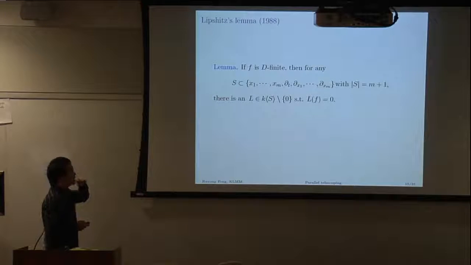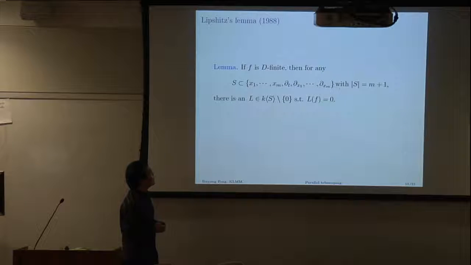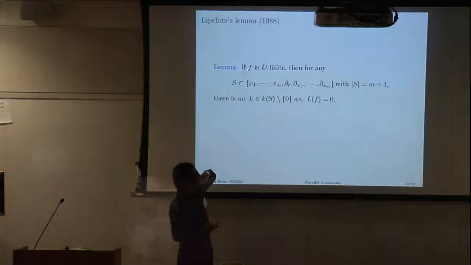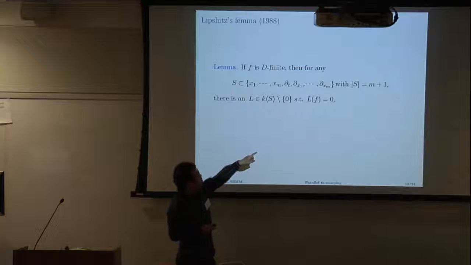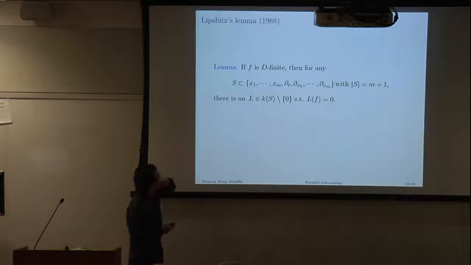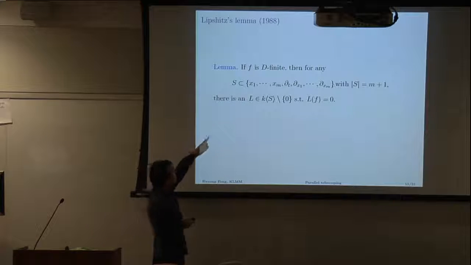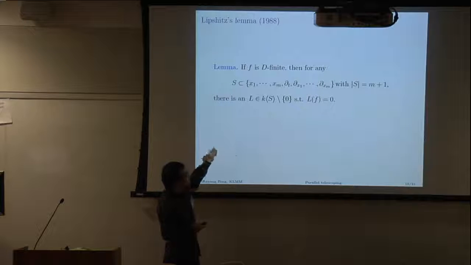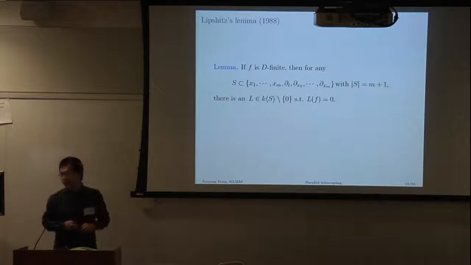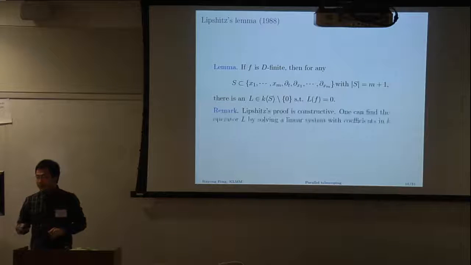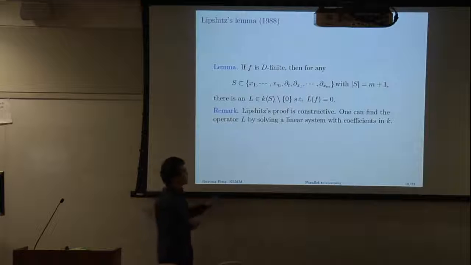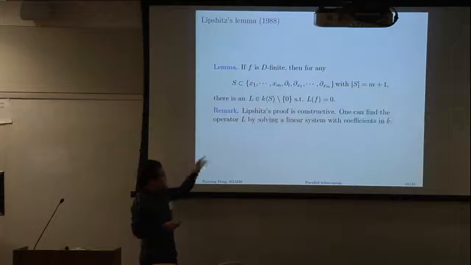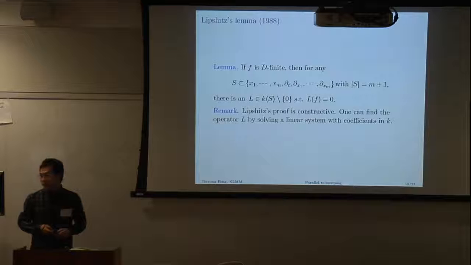And this lemma states that if f is definite, then for any subset capital S in this set which consists of m plus one elements, there is a non-zero element L in the subalgebra generated by capital S such that LF is zero. Okay. And the proof given by Lipshitz is constructive, and we can find this operator L by only solving a linear system with coefficients in small k.